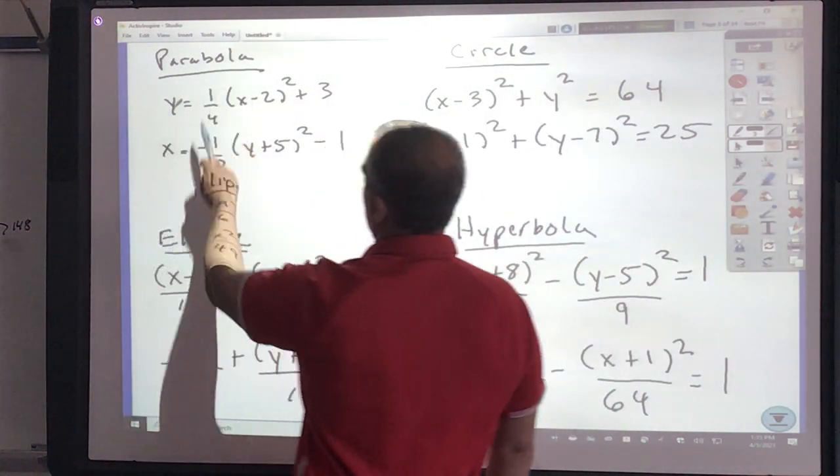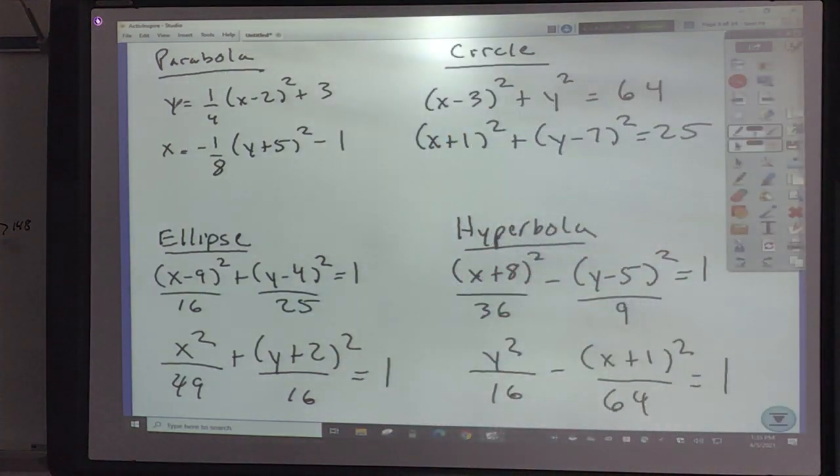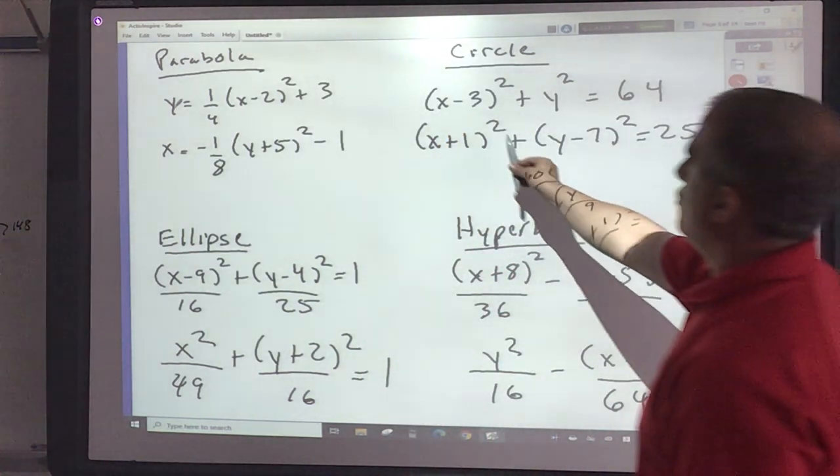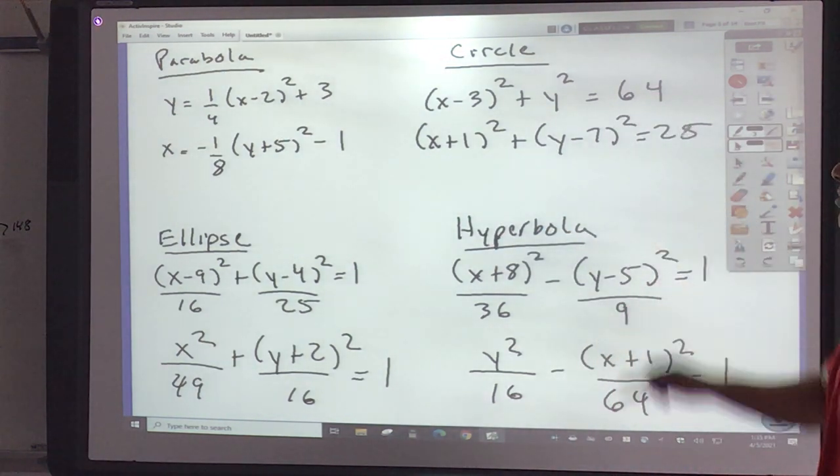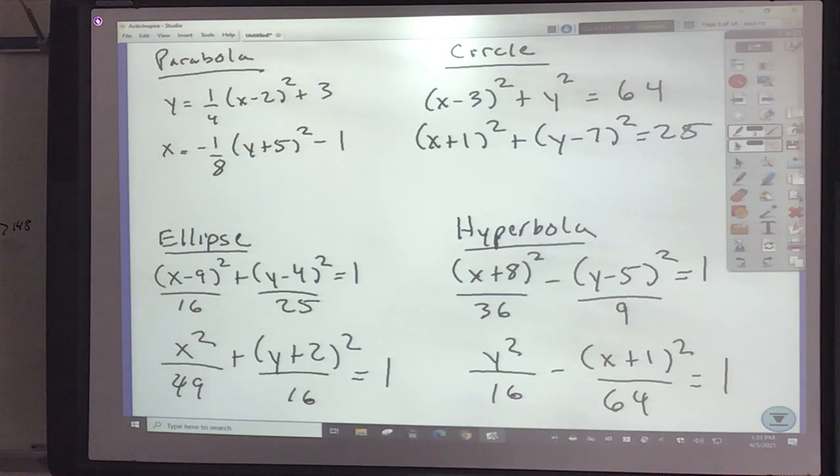A parabola obviously has one square term, x or y. A circle has two square terms. There's no fraction underneath, and it equals a number. It equals a number.